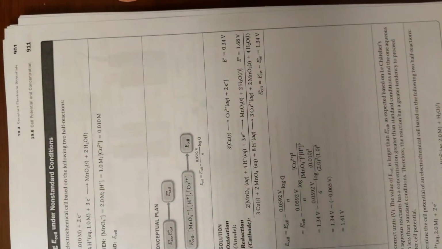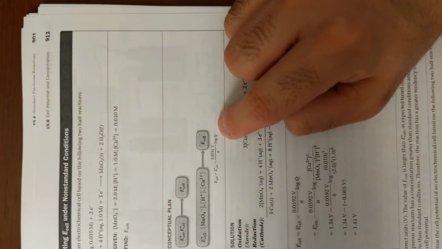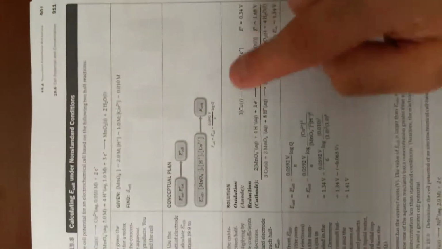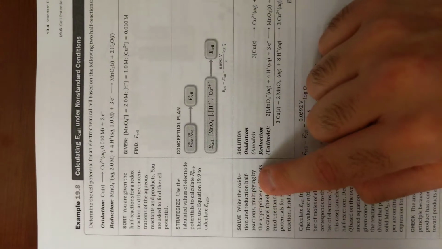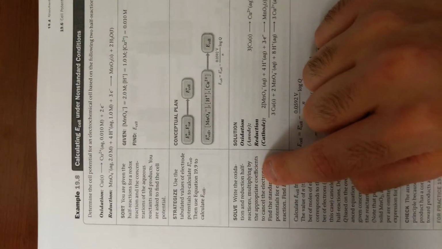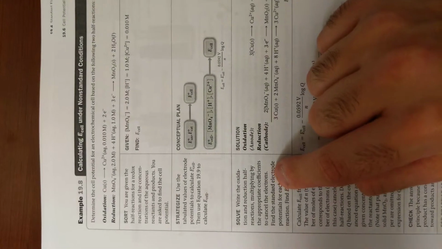Now there's two things left for me to solve for, n and log of Q. This is how you get n. It says write the oxidation and reduction half reactions multiplying by the appropriate coefficients to cancel the electrons.